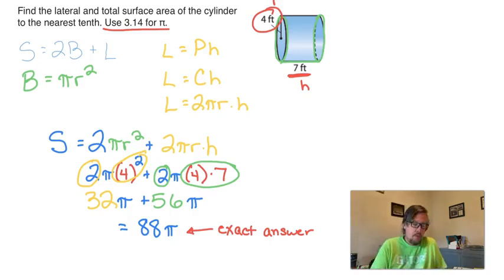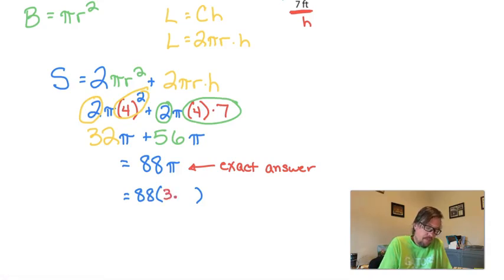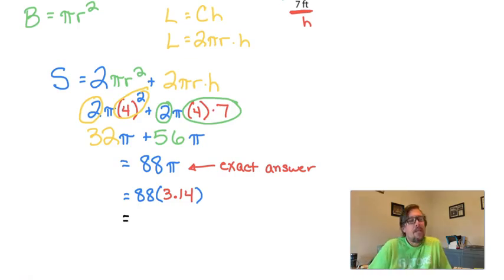The problem says use 3.14 for pi. So what I'm actually going to do is take 88 and multiply by 3.14. Doing that is going to give me a rounded answer, which is fine. The problem asks for a rounded answer. But if the problem said what is the exact answer, I would write 88 pi. The second I change pi into a number like 3.14, I'm not getting the correct answer anymore. I'm getting a rounded answer that, since I'm rounding, is going to be just the tiniest little bit off. But that's okay. The problem says get a rounded answer.